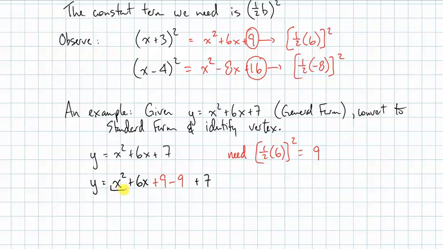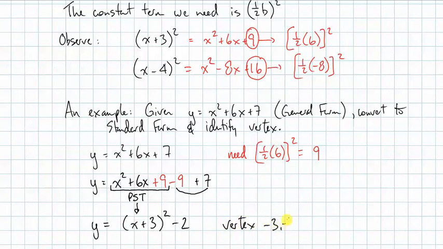What I just accomplished right here is making a perfect square trinomial. That perfect square trinomial can be written in factored form as (x + 3) all squared. Now, these two numbers here, because this number came with the question and this number was needed for balance, get combined to make -2. And you'll notice we now have standard form with a vertex of (-3, -2). So we've gone from general form to standard form by recognizing a pattern in the coefficient b.